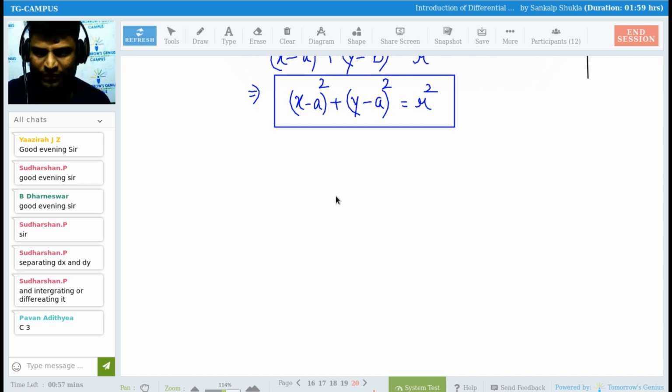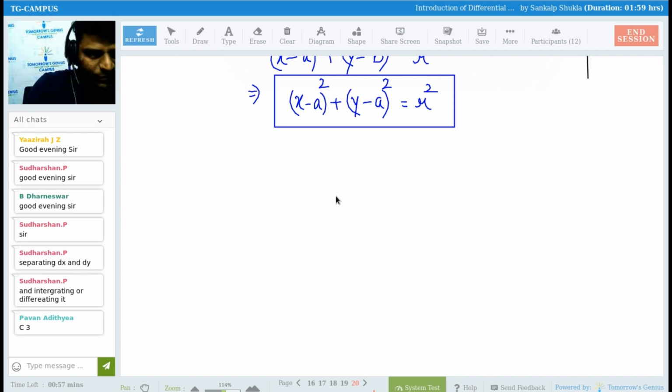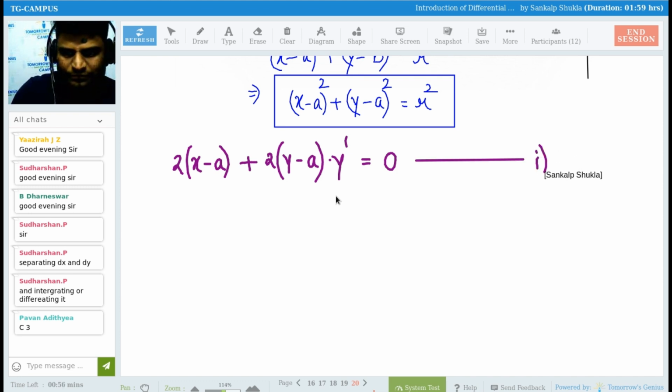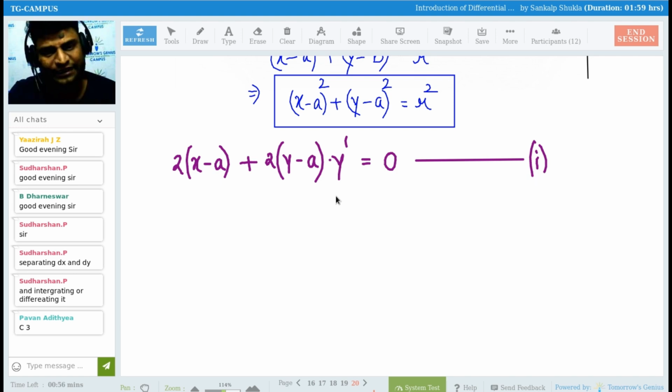Yes, what happened? Is there anybody who has got the answer? Or should I try it myself? Okay, see. So the differentiation will be 2(x minus a) plus 2(y minus a) into y dash is equal to 0. Okay, this is the first equation. Now you have to differentiate it again.